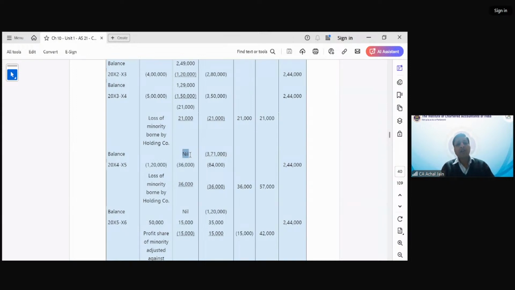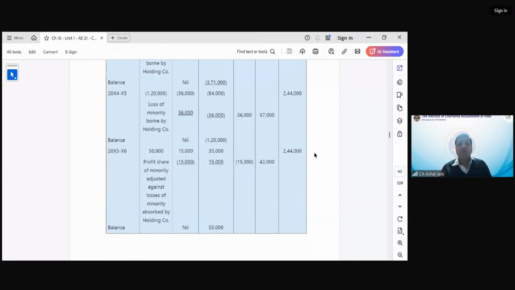Now, moving on to the next year. Now we are in fourth year. In the fourth year, again, we understand there was a loss, 1,20,000. Now, share of this loss is what? 36,000 and 84,000. So do you think minority will be able to absorb this loss? Again, no. So therefore, once again, you will move this loss to holding company. Okay. And thereby the balance of minority will become nil.